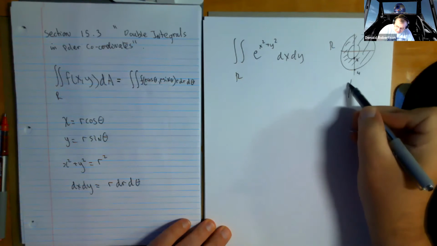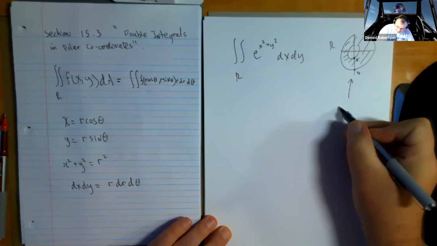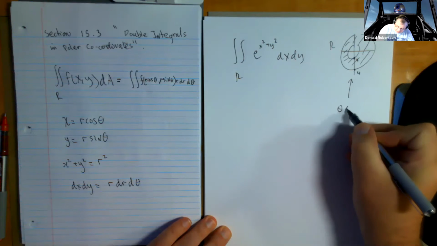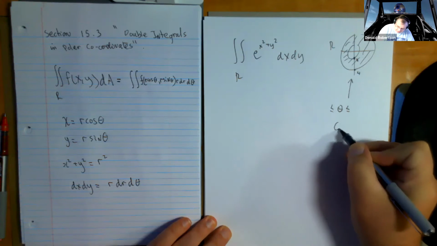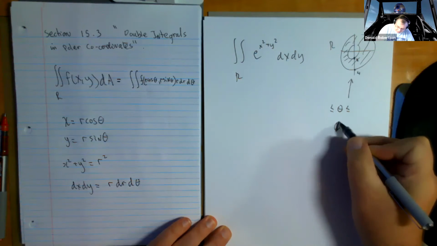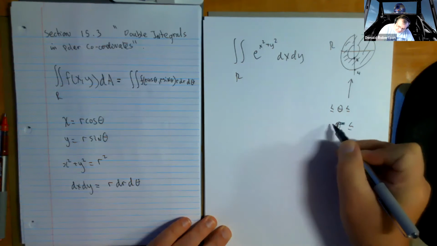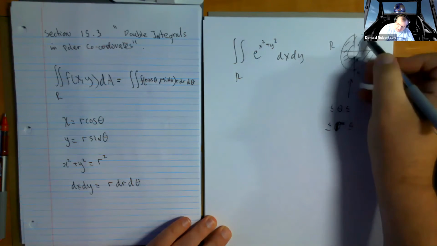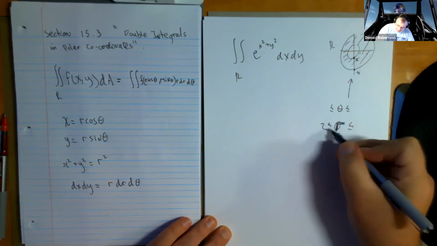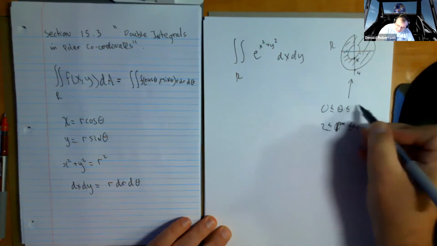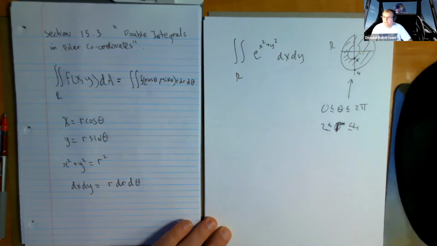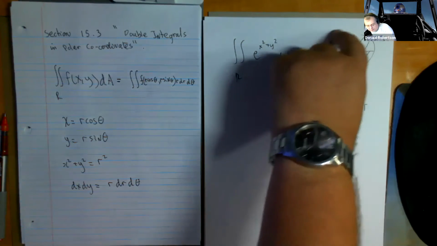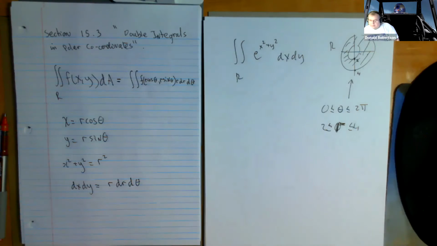Now you want to describe this shape in terms of theta and in terms of r. It goes from 2 to 4, and it goes from 0 to 2 pi. So that's what that shape would look like, right, if that was r.